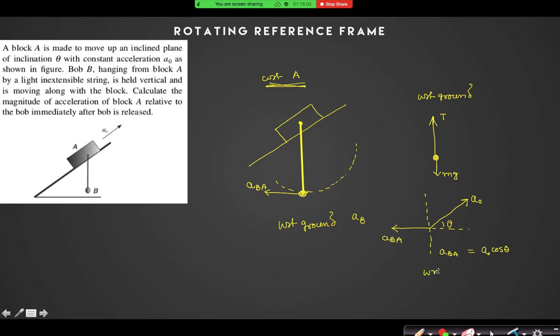It is with respect to ground. It is with respect to A. Yes. With respect to ground, the acceleration of block B is this one. So I think that is the answer of this question. Now the magnitude will be the same, either it is with respect to A or with respect to B. The acceleration will have the same magnitude.